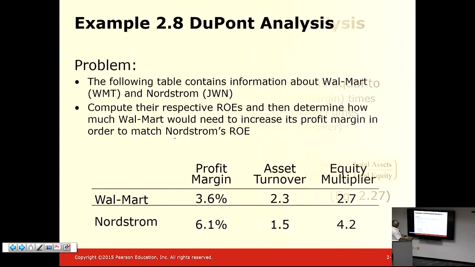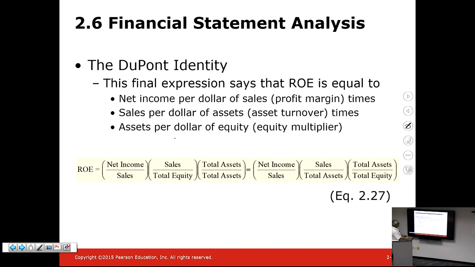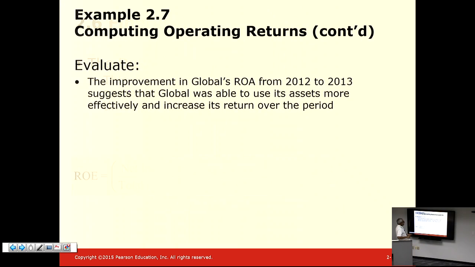All right. The last thing over here is called the DuPont identity. This is something that you're not responsible for. Don't worry about that. So we will stop over here. Right before the DuPont identity is where we stop in the financial statement analysis chapter. And we are done with chapter 2.